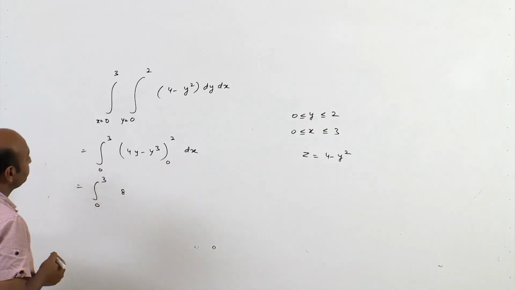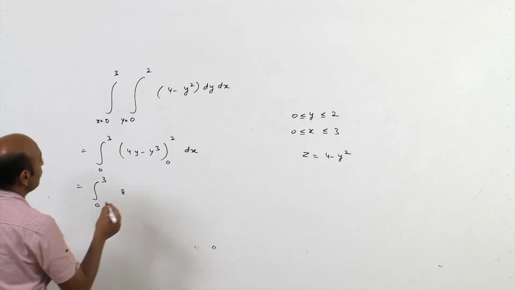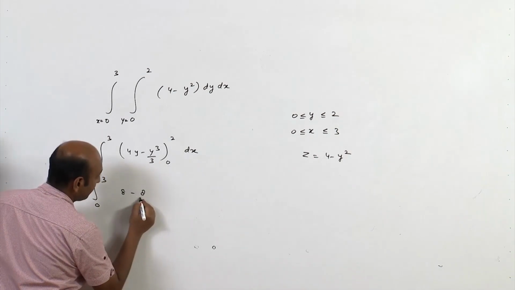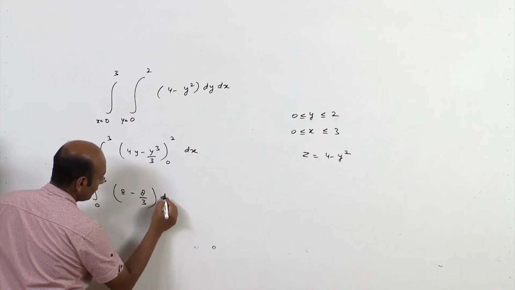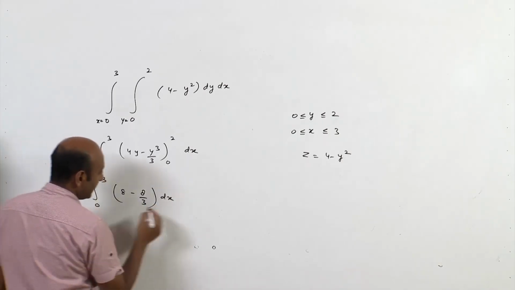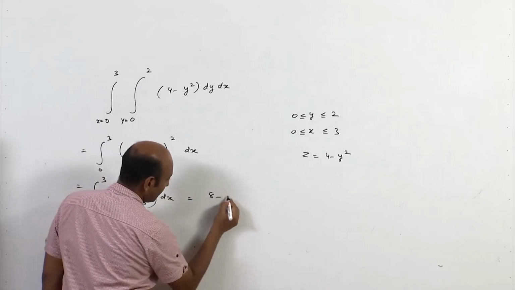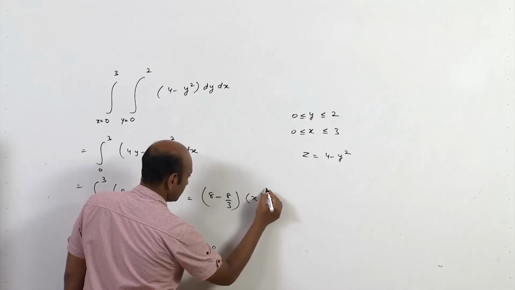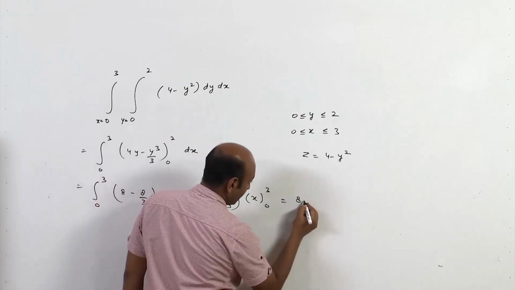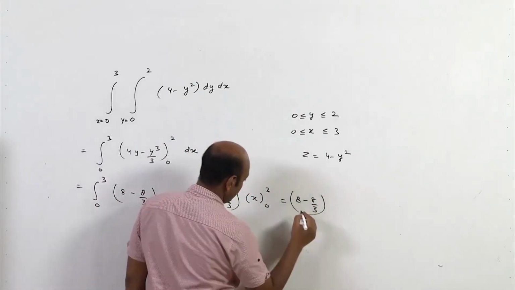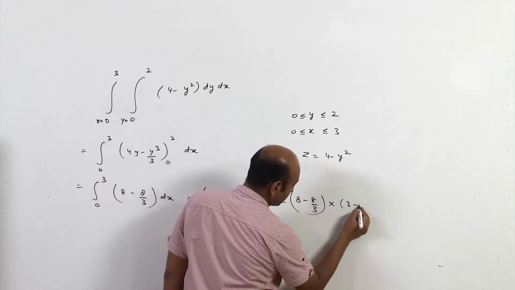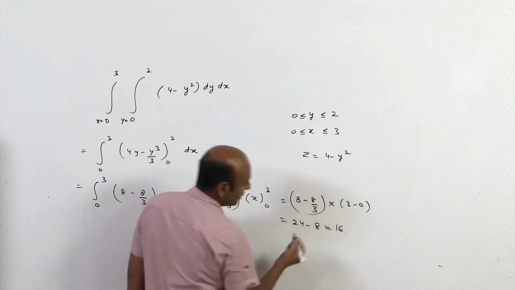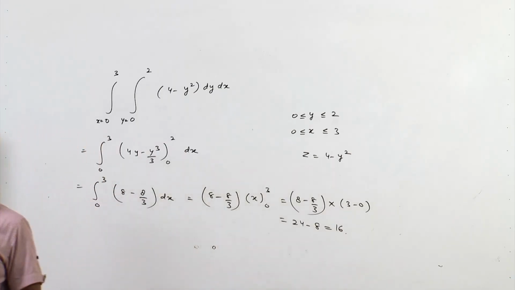Then it is 8 minus 8 by 3 dx, and that equals 8 minus 8 by 3, integral of dx is x from 0 to 3, which is 8 minus 8 by 3 into 3 minus 0, which is 24 minus 8, equal to 16. So, that will be the value of this expression.